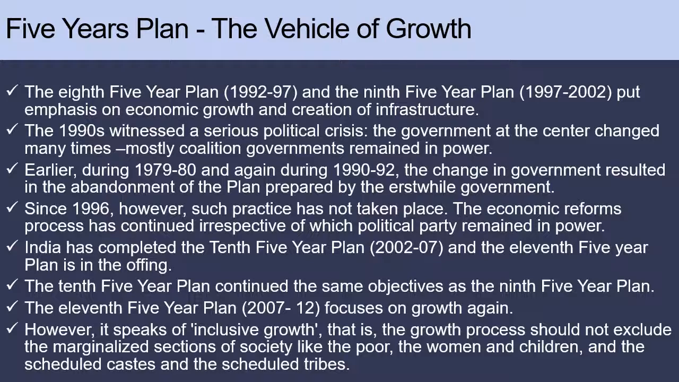India has completed the 10th Five-Year Plan, 2002-07, and the 11th Five-Year Plan is in the offing. The 10th Five-Year Plan continued the same objectives as the 9th Five-Year Plan. The 11th Five-Year Plan, 2007-12, focuses on growth again. However, it speaks of inclusive growth, that is, the growth process should not exclude the marginalized sections of society like the poor, the women and children, and the scheduled castes and the scheduled tribes.